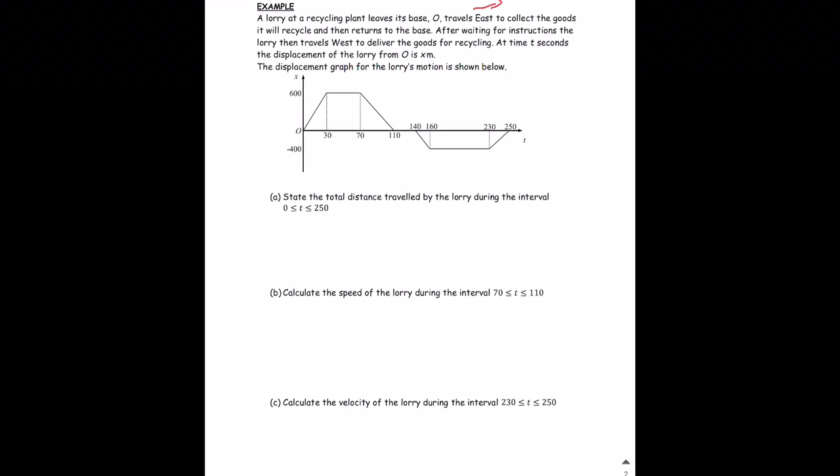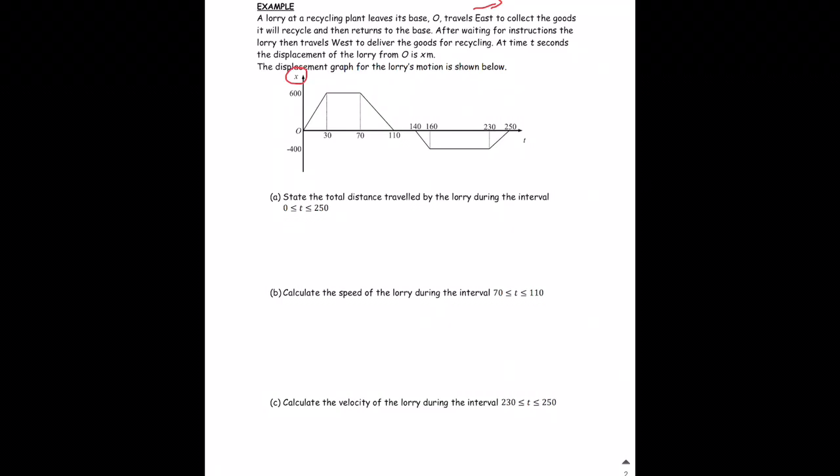At time t seconds, the displacement of the lorry from the origin is x meters, so at any time we call the displacement x. We usually use s, but sometimes in physics they use x as well, so just so you're used to that. The displacement graph of the lorry is shown below.